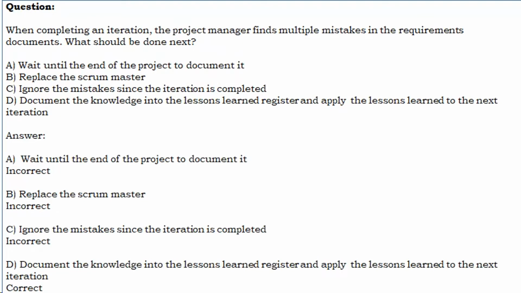A. Wait until the end of the project to document it. Incorrect. B. Replace the Scrum Master. Incorrect. C. Ignore the mistakes since the iteration is completed. Incorrect. D. Document the knowledge into the lessons learned register and apply the lessons learned to the next iteration. Correct.